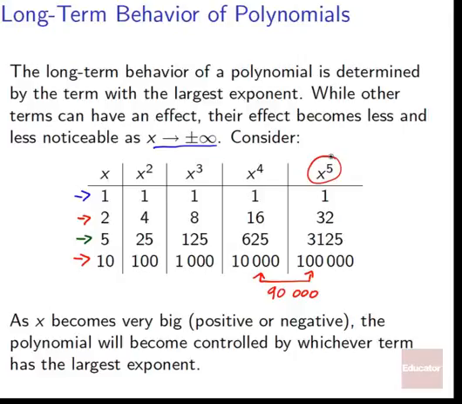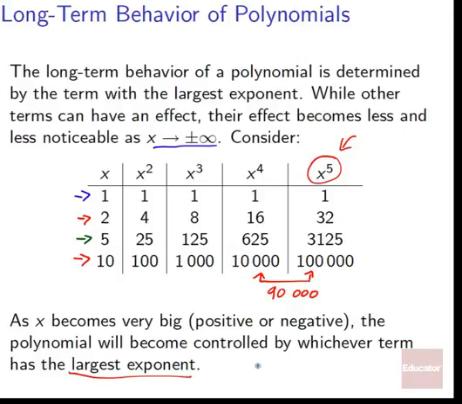It's going to have huge amounts of control. It's going to contribute so much more to what the value will wind up being than either x, x squared, x cubed, or x to the fourth. None of those are going to be nearly as important as x to the fifth. So as x becomes very big, positive or negative, the polynomial will be controlled by whichever term has the largest exponent. In this case, when we compared these five, it would be x to the fifth. Whatever has the largest exponent is going to wind up taking over.